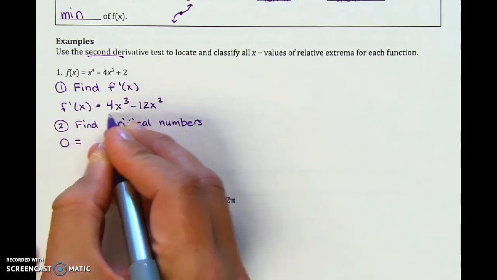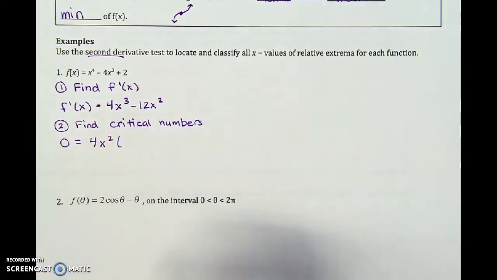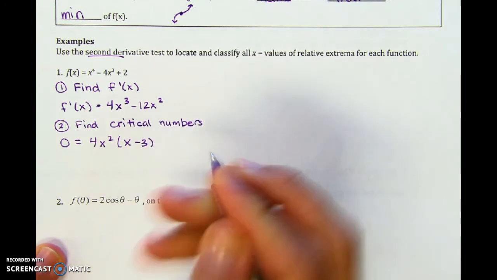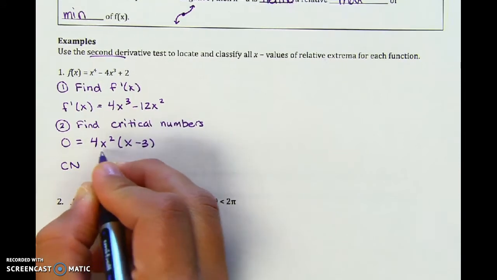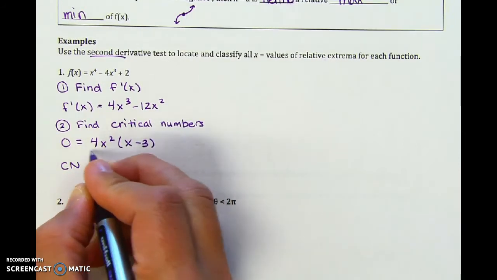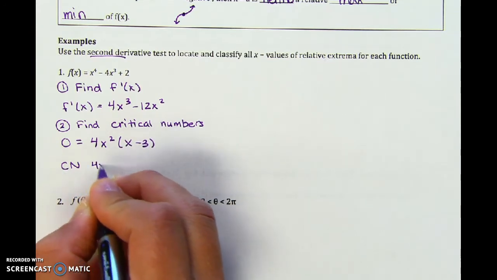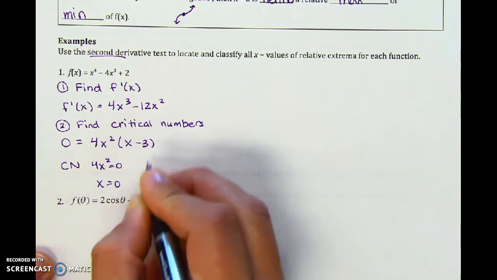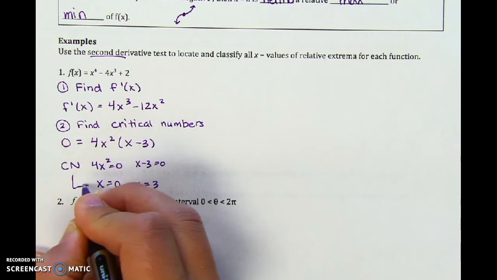I'm going to factor. So what's the greatest common factor? We have a 4, we have an x squared, and if I factor out the greatest common factor, what's left in parentheses here? We have x minus 3. So it looks like the critical numbers are going to be, what 0 do we get from 4x squared? We're going to get 4x squared equals 0. Divide by 4, take the square root, so x equals 0. And if x minus 3 equals 0, then x equals 3. Here are the critical numbers.